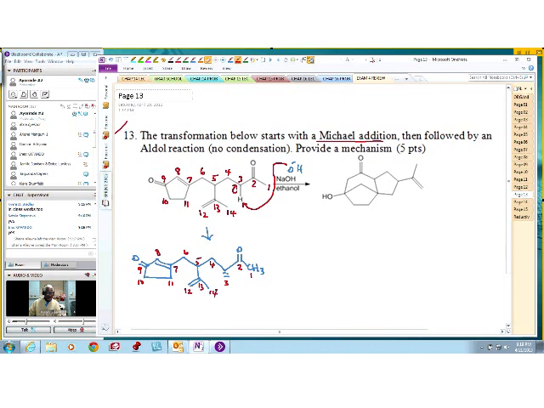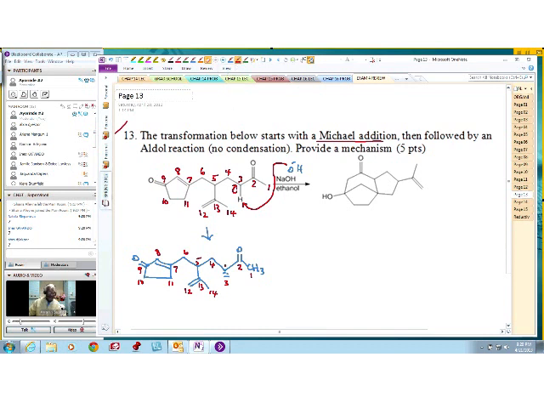Now let me ask you this. We have the nucleophile of the Michael reaction on carbon number 3. Keep in mind it has to attack an alpha beta unsaturated carbonyl compound. Which carbon will this carbon number 3 attack? Just give me the number. Exactly, number 7, because this is an alpha beta unsaturated system right here. Very good. Attack number 7.